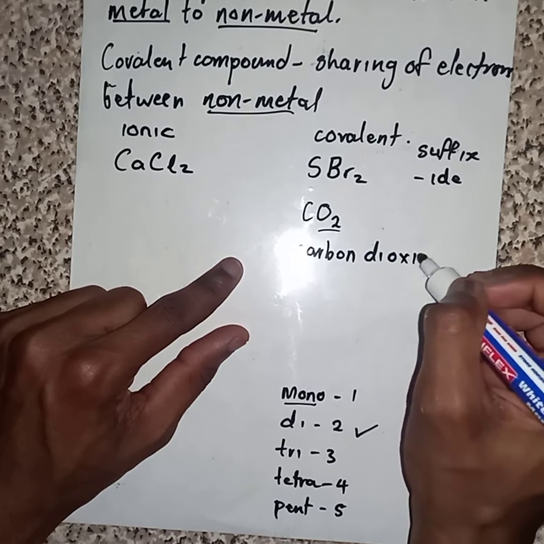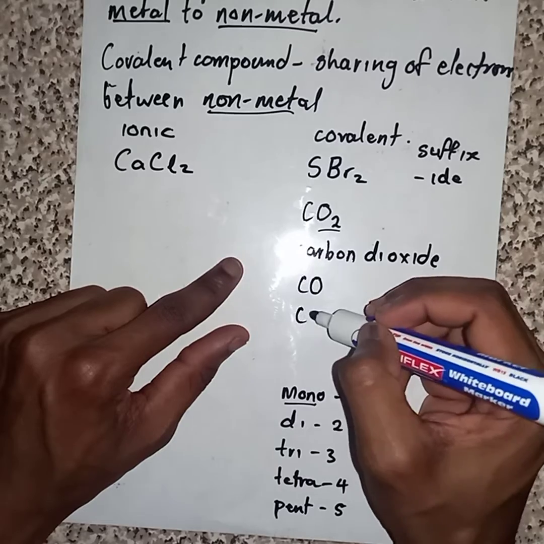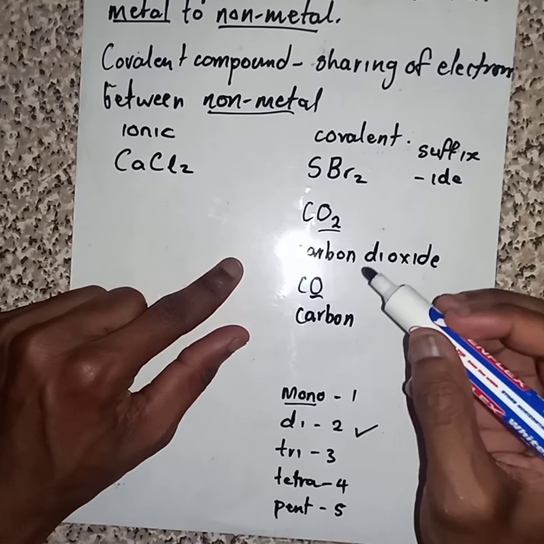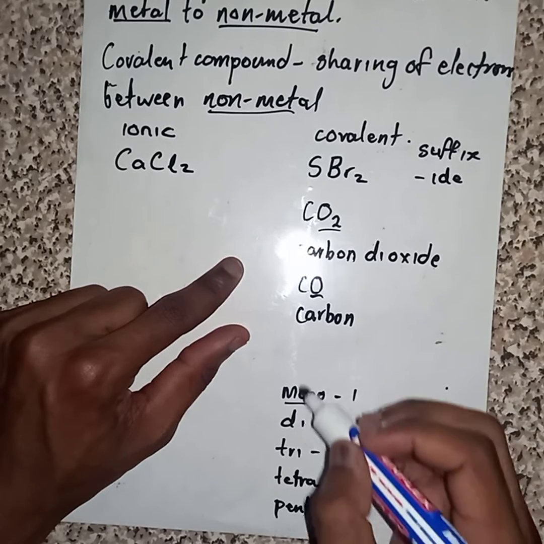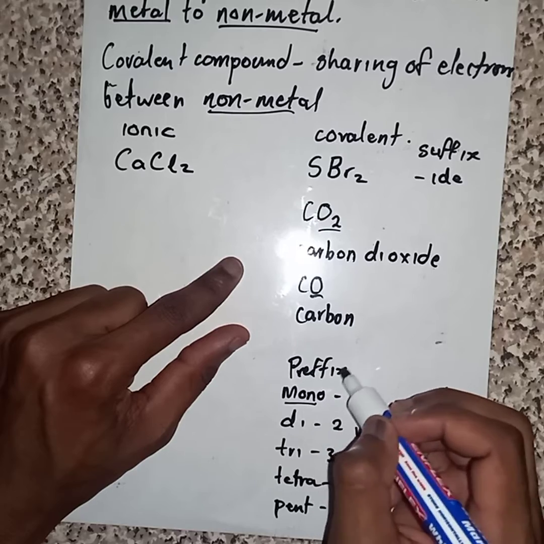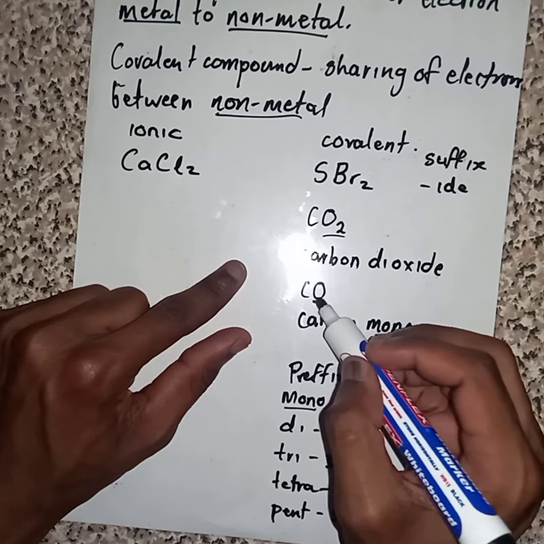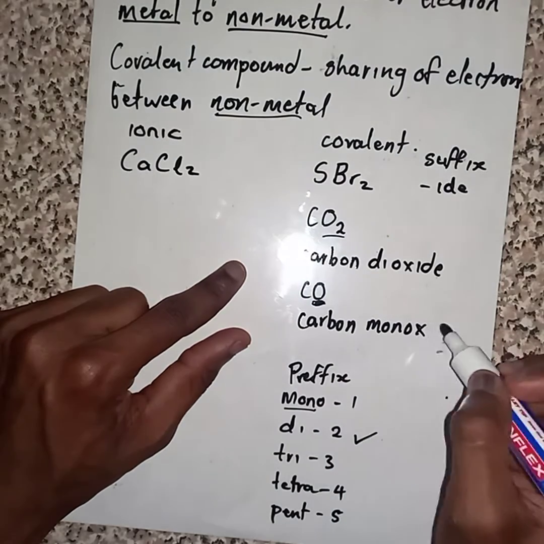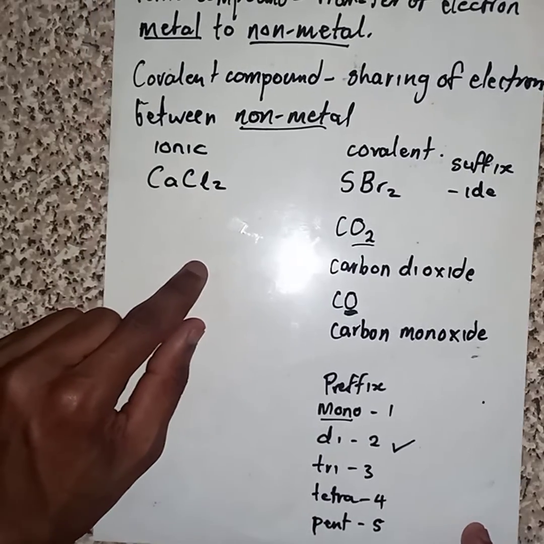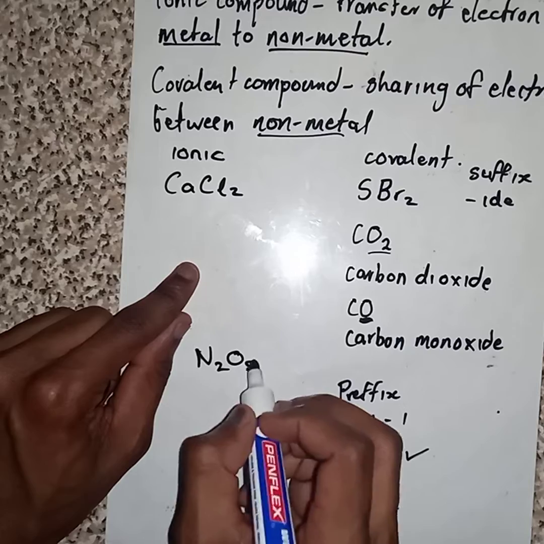Then you add oxide. If I have something like this, you say carbon, you name the first one as it is. Then for the second one, use your prefix. It's going to be mono. Why mono? Because of 1 oxide. It's so simple.